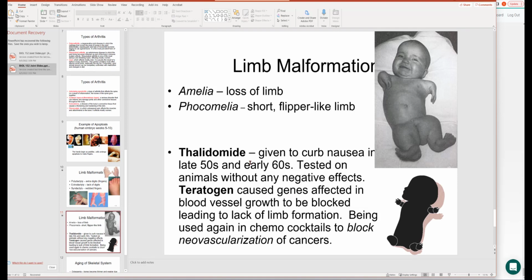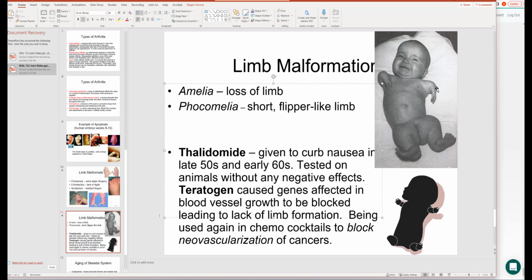What else can go wrong? There is a term, amelia, which is just a generic term that refers to a loss of a limb. This could be from trauma or it could be from a birth defect. Phocomelia is a type of short flipper-like limb. We're seeing that here in this baby. This young baby has short flipper-like limbs, and this would be considered phocomelia.